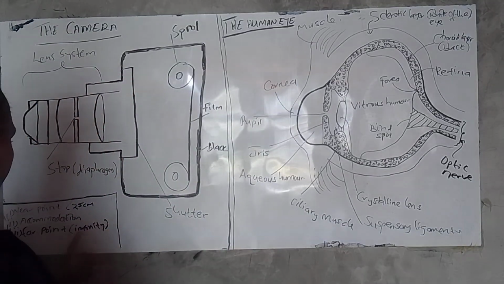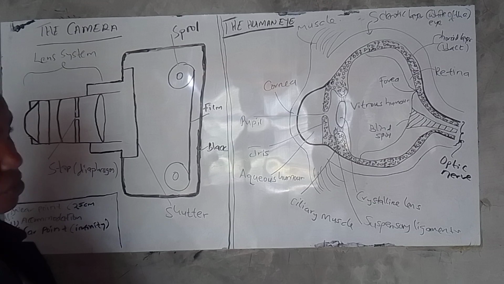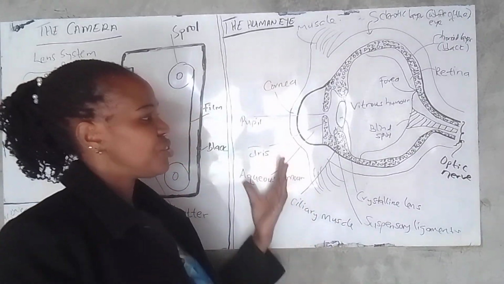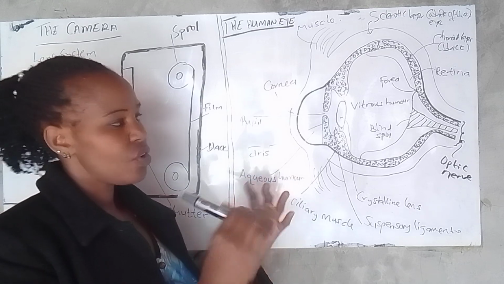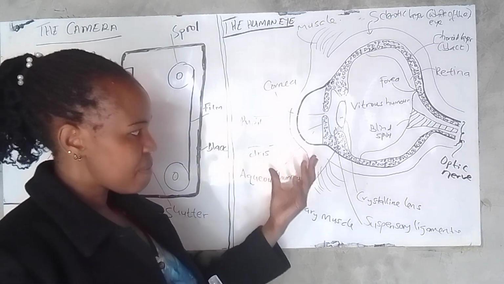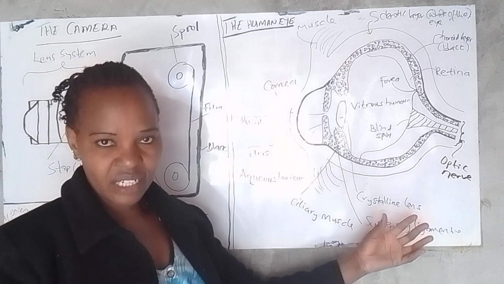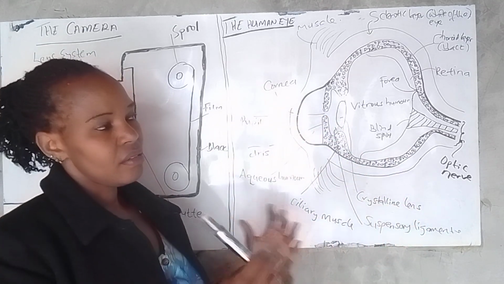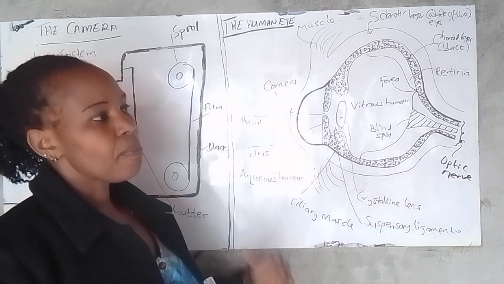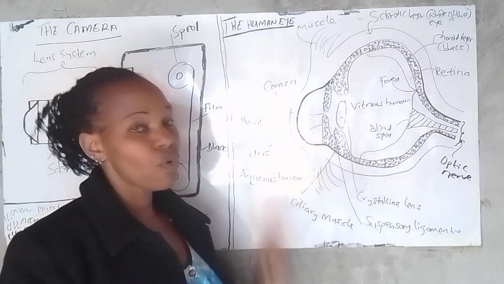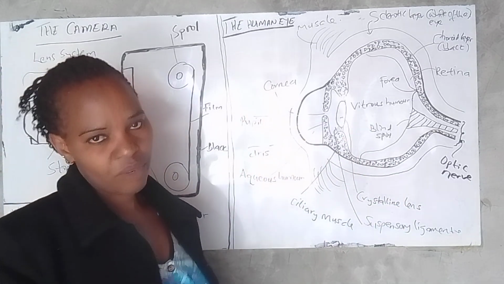Now, the other term is accommodation. We have already talked about it. Accommodation, for an eye, has to do with changing the focal length of your lens so that the images of both far and near objects can be formed on the retina. Changing the focal length of the eye so that both far and near objects have their images falling on the retina. That is accommodation.